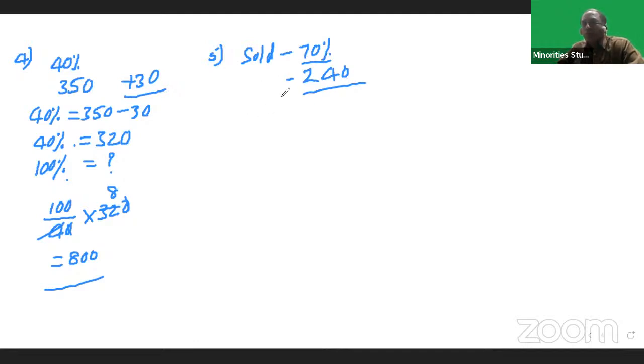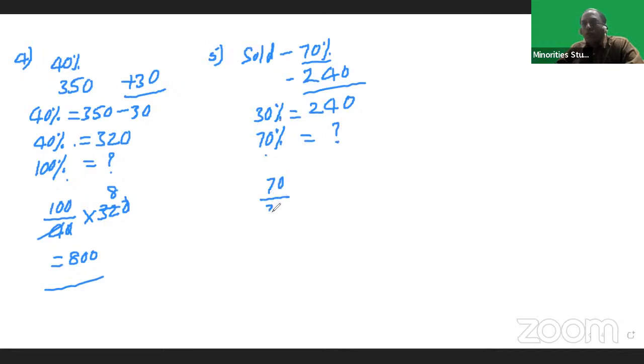He sold 70% means he has 30%. 30% is equal to 240. And question is find the sold mangoes. Sold is 70%. If 30% is equal to 240, what is 70%? Question is find the 70% value. So down value by up value into right side value.